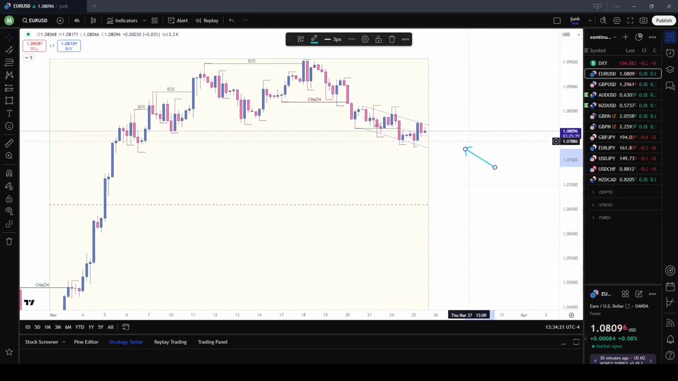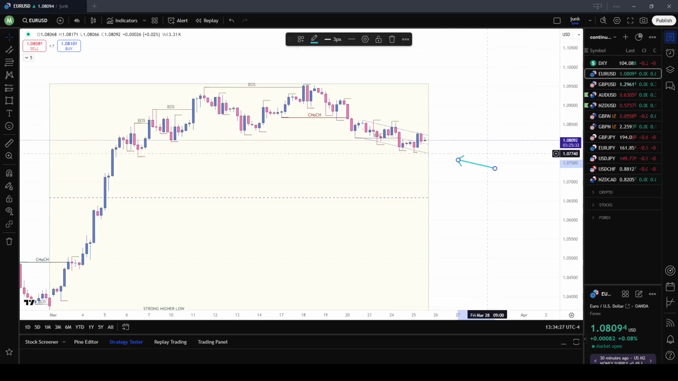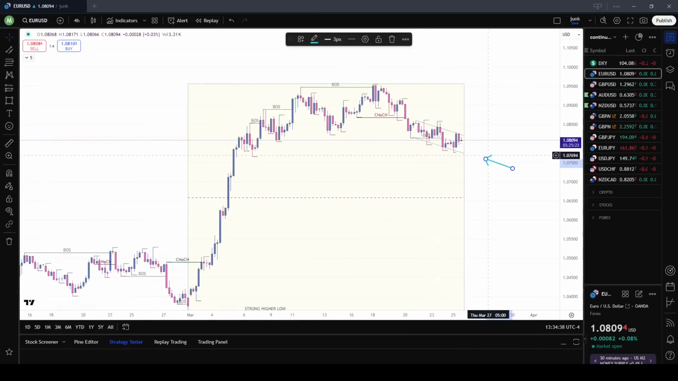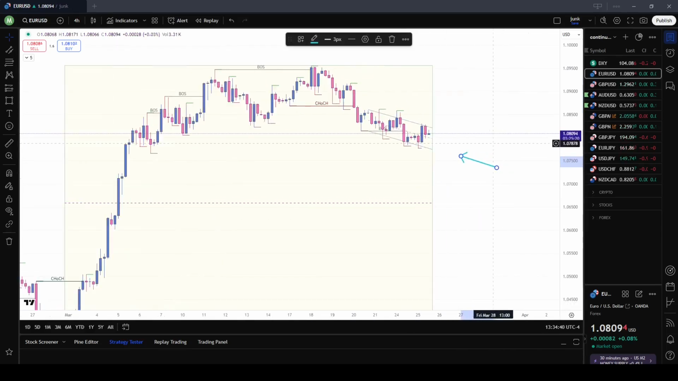But it is just trading sideways, looking for any type of opportunity, possibly a higher low forming if the bulls do step up and I do see bullish momentum, and we're looking to target the highs of the overall range. But for now, like I said, it's consolidating. No real opportunity right now.